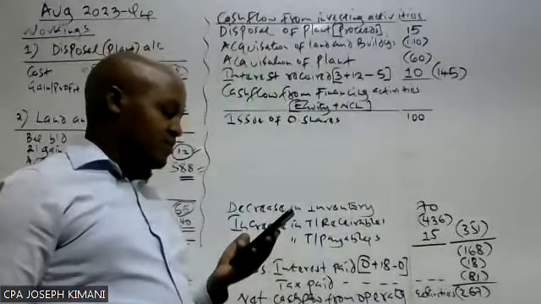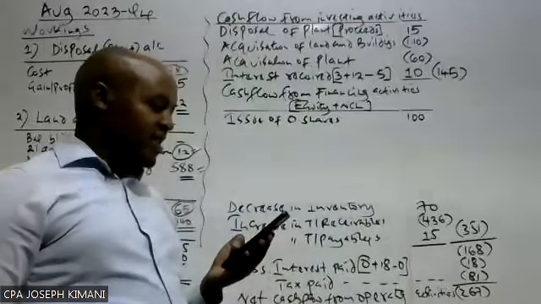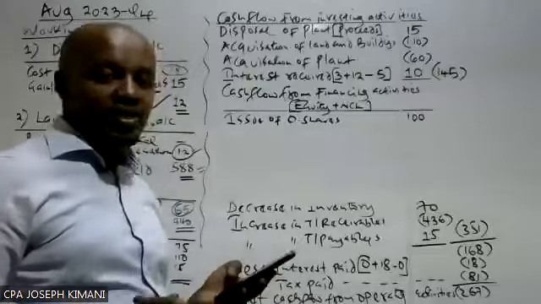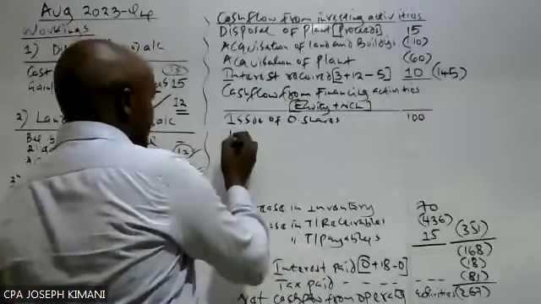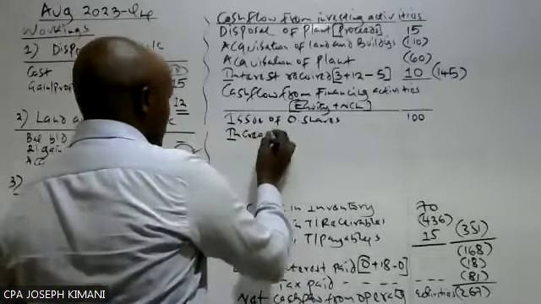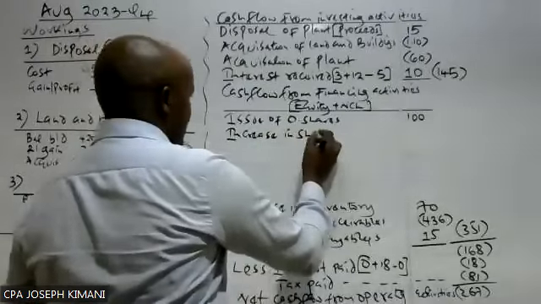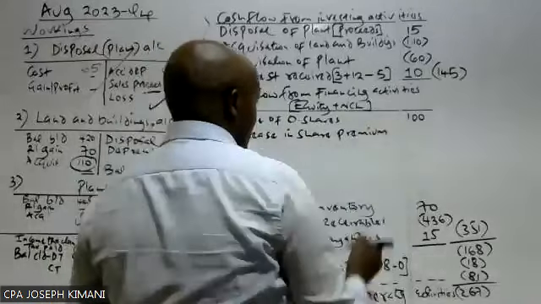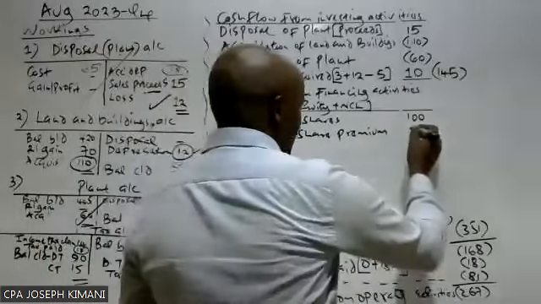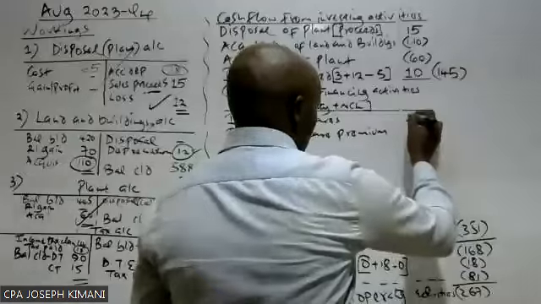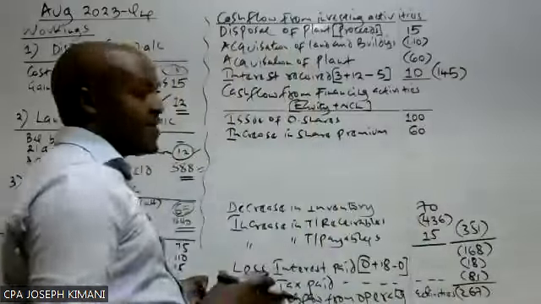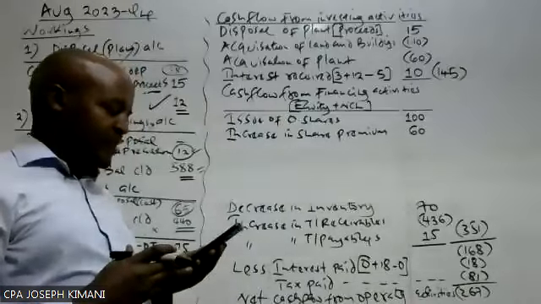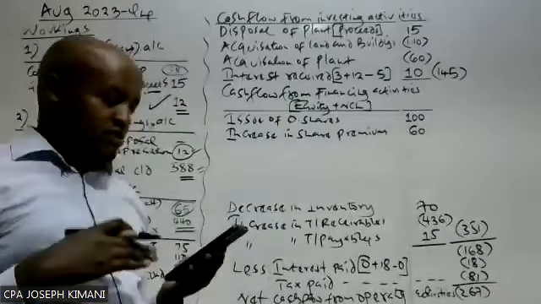Then below that, we have reserves. The first reserve is a share premium, which increased from 0 to 60. The reason the share premium increases is because the shares issued by the company during the current year were issued at a premium. That increase in the premium represents the cash which was received, so we record it there. Remember, those amounts are cash inflows, so we record them as positive.